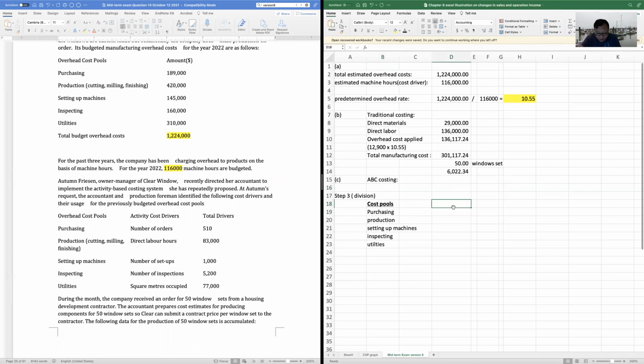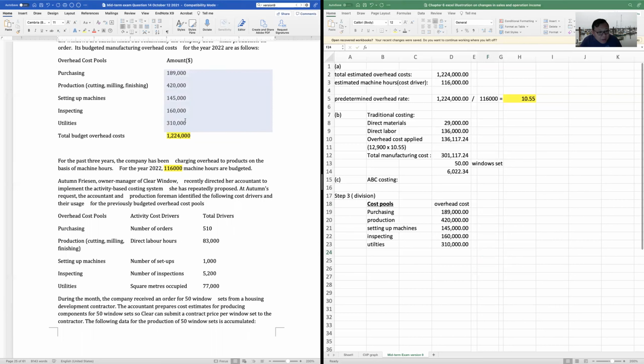Okay, and then the cost we know. What's the overhead cost for each pool? We know this number here, 189,000, 200,000, 145,000, 116,000, 310,000. Okay, so that's this information, right?